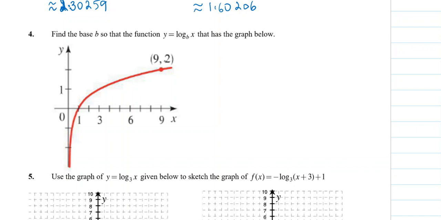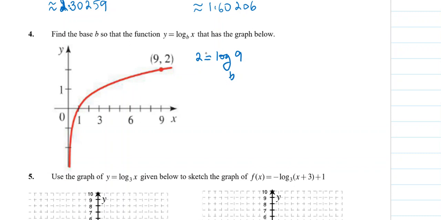But I know that it goes through the point (9, 2). We did this exactly the same way with the exponential function. I know that if I plug in 9 for x, I get 2 for y. So let's plug them in. And so basically we have to find the value of b.